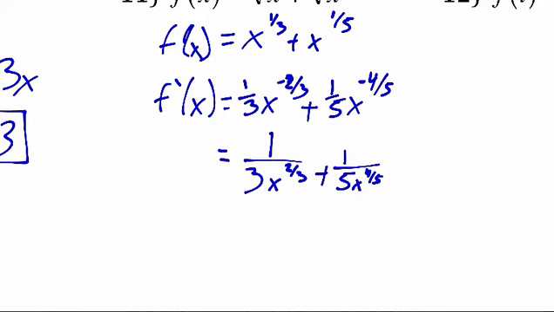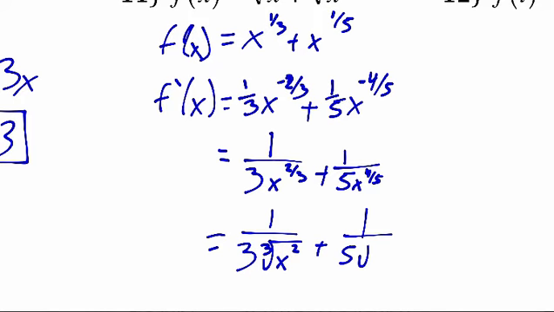And again, rational exponents, we can convert that back to roots. So we have 1 over 3 times the third root of x squared plus 1 over 5 times the fifth root of x to the fourth. So we can say that is f prime of x.